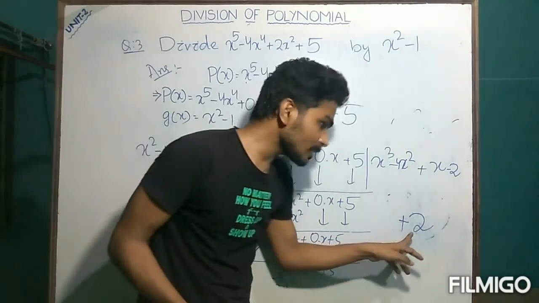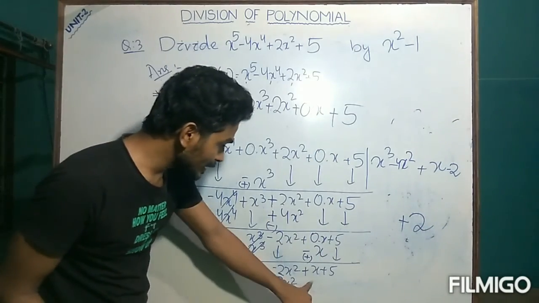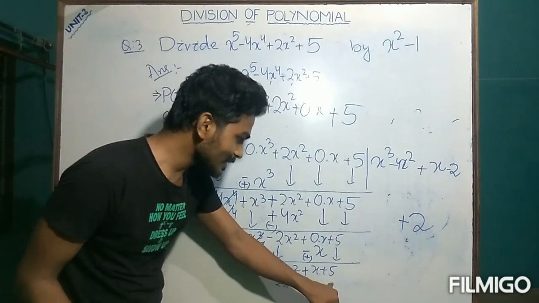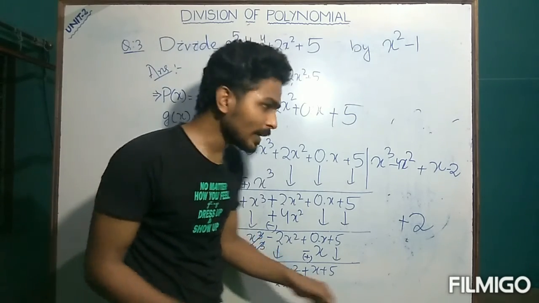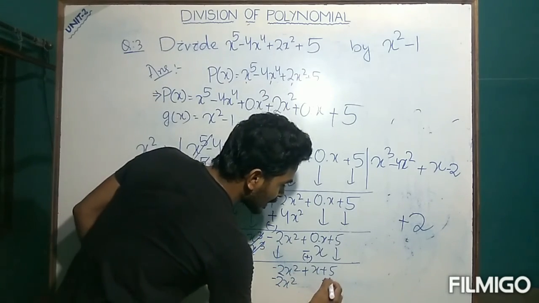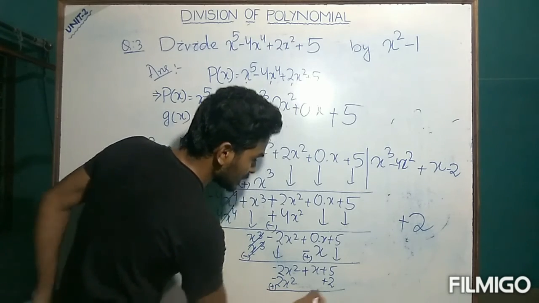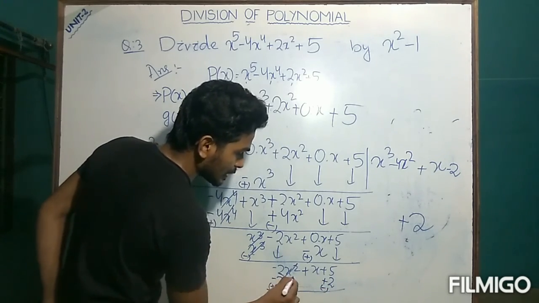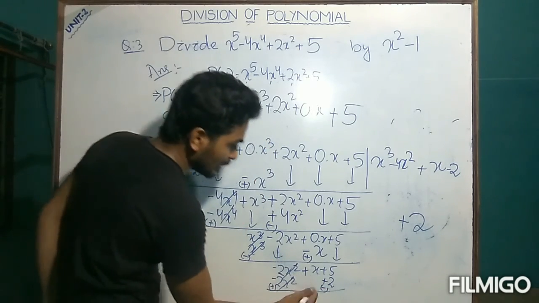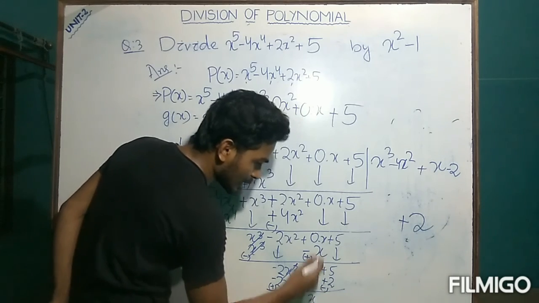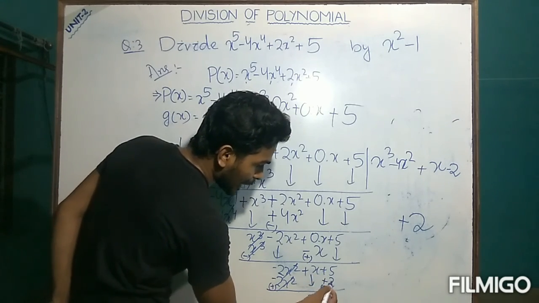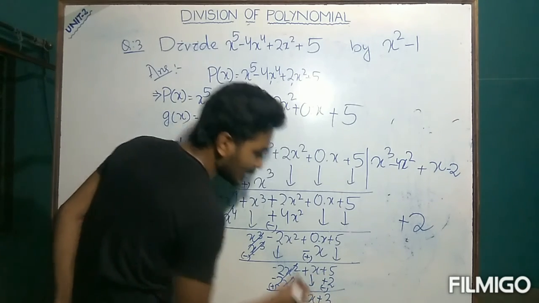This is a constant term. So it should be written in this column or this column? In this column because it contains 5. So plus 2 must be written in this part. Now change the sign, plus. These two will be cancelled. Then x coming down, plus 5 minus 2 will be plus 3.